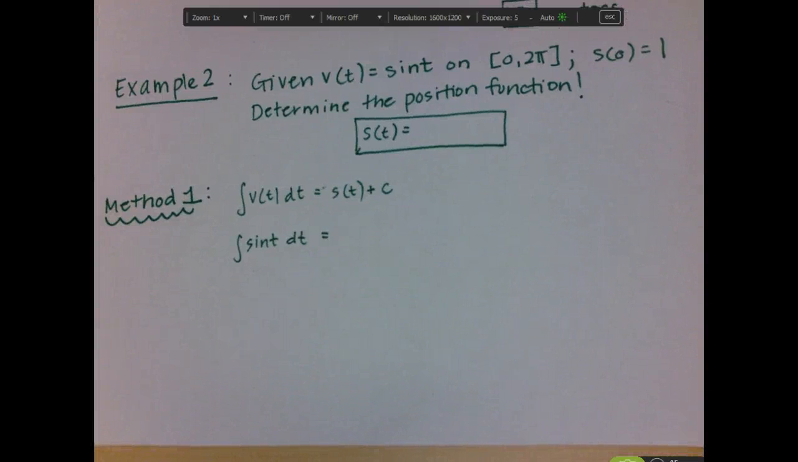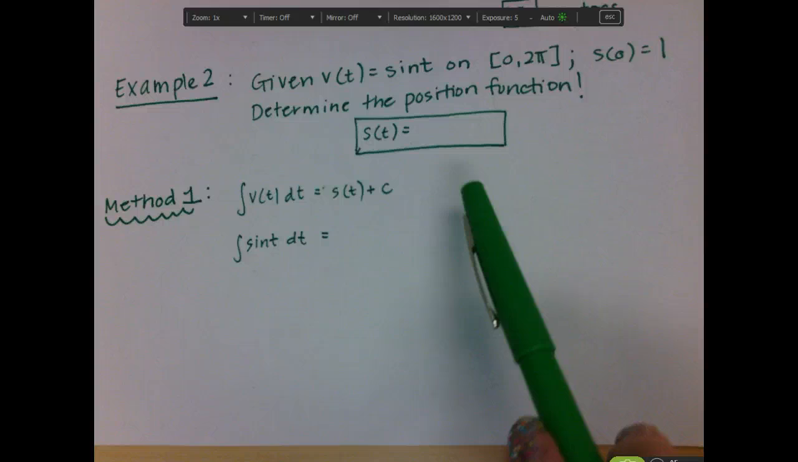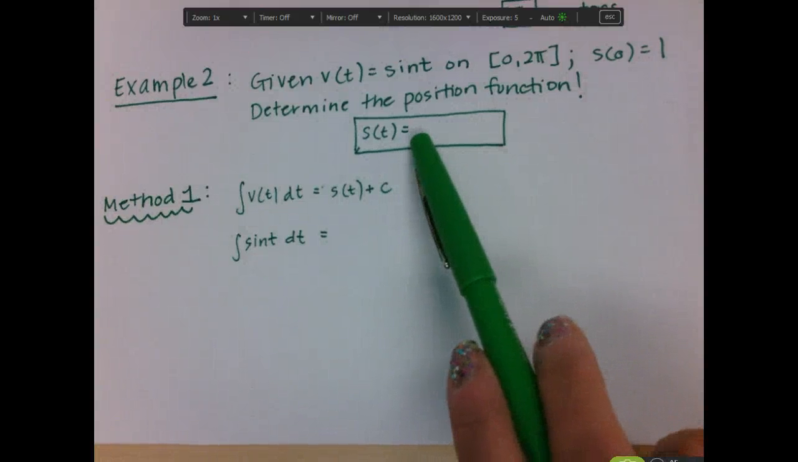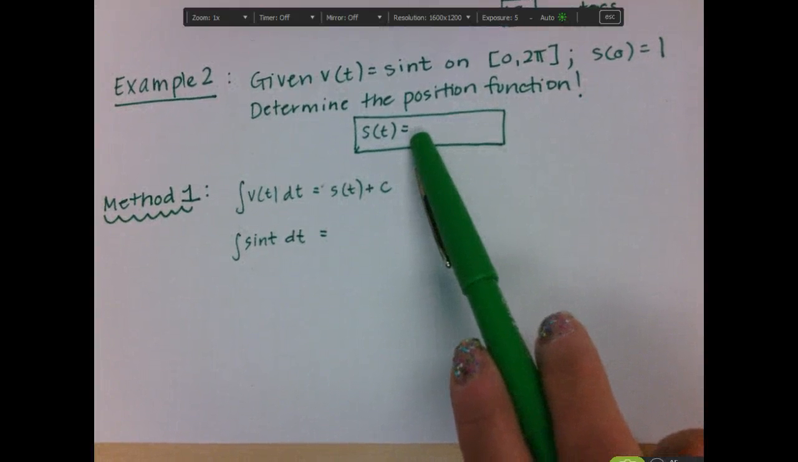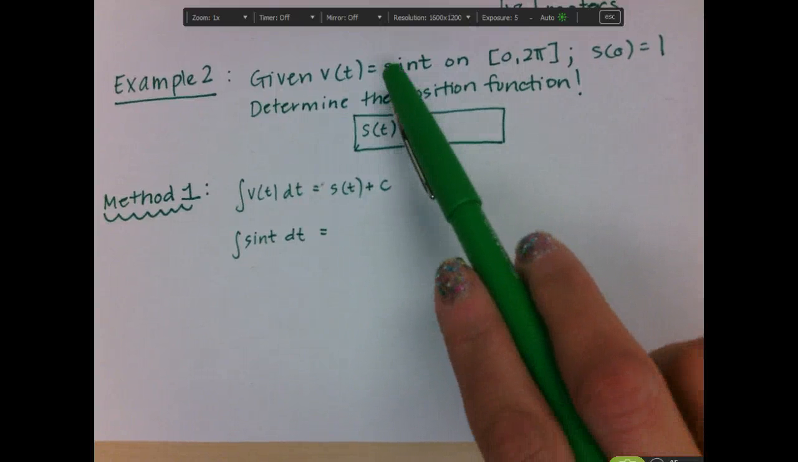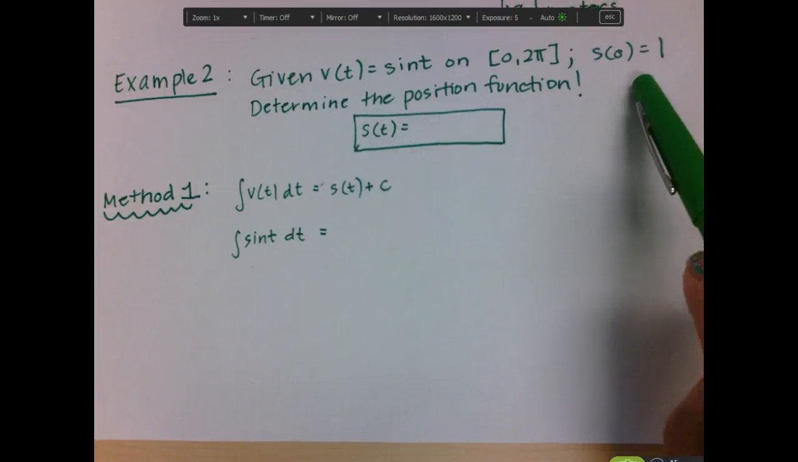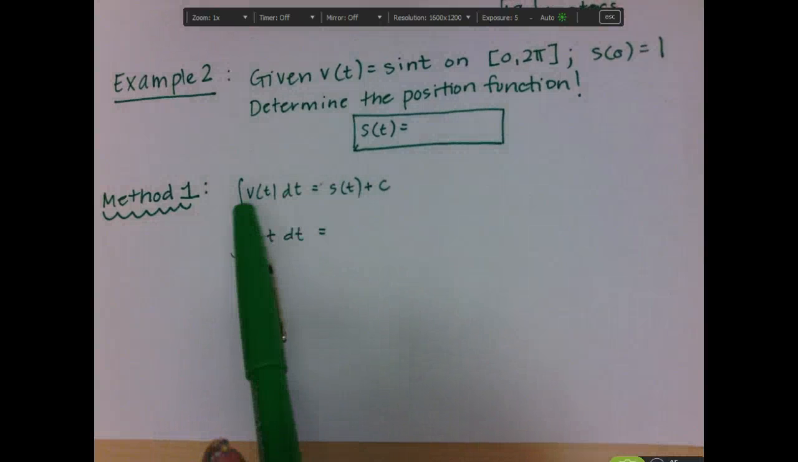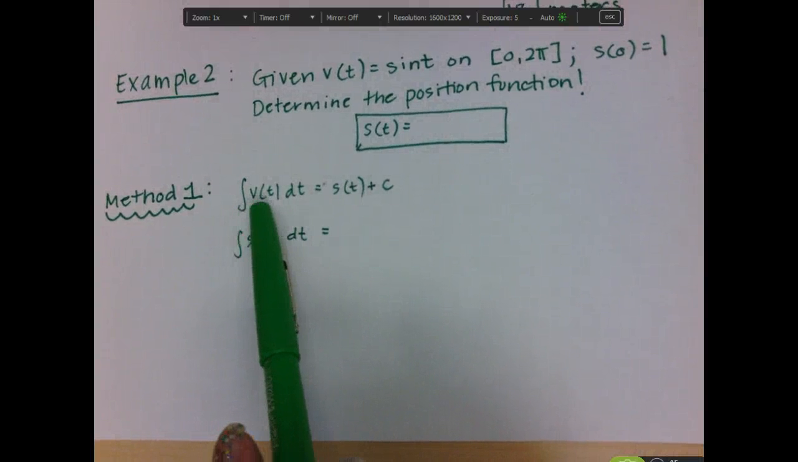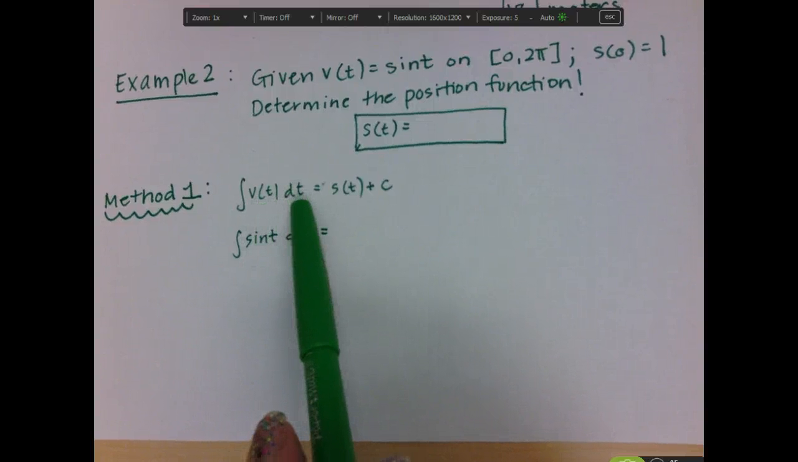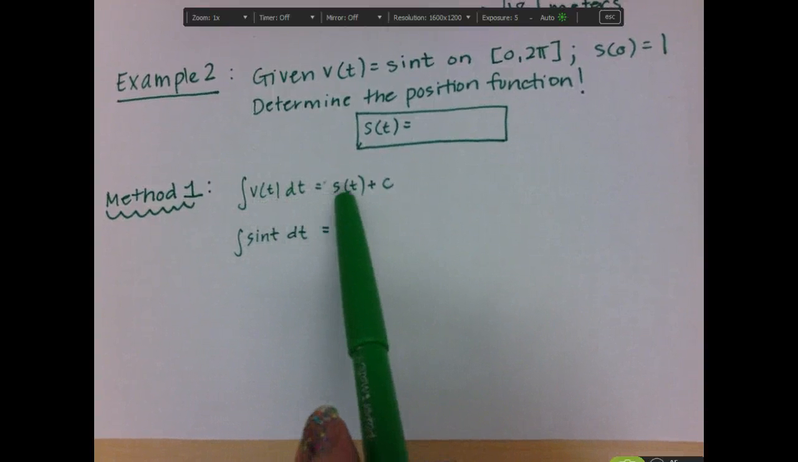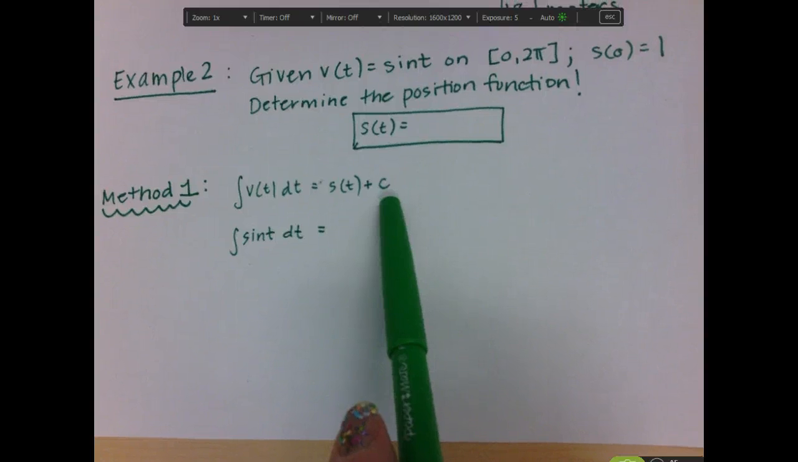Second video on section 6.1, we will continue with identifying the specific position function that we get from this given velocity function and this given initial position. So, if we find the antiderivative of the velocity function with respect to t, we're going to get the position function plus some constant c.